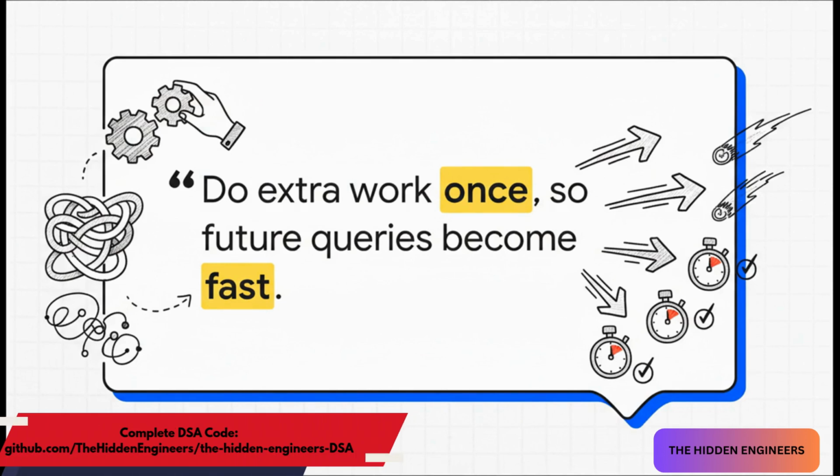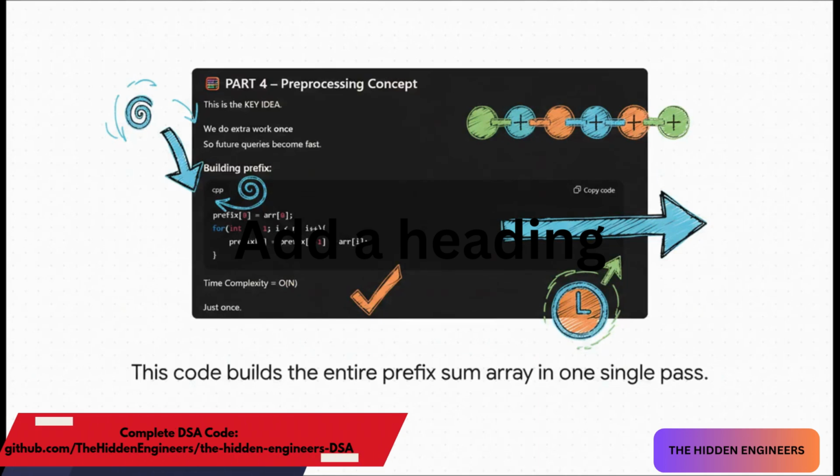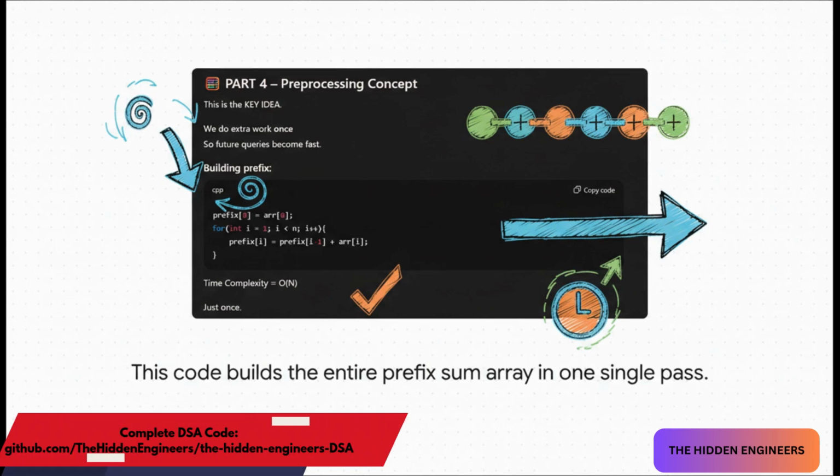And why would we do that? Because once we have it, all those thousands of queries that were so slow before become almost magically fast. And the code to build this thing? It's ridiculously efficient. First, we just handle the first element, prefix[0] equals R[0]. Then we just loop through the rest of the array one time. for i equals 1, i less than n, i++.